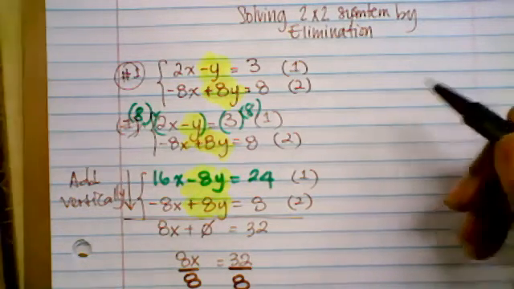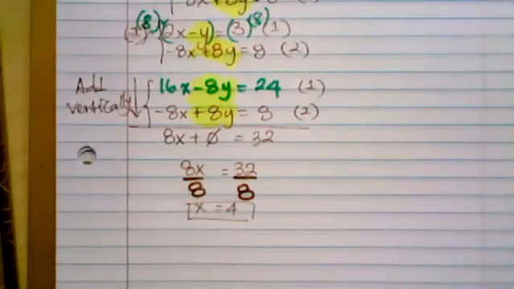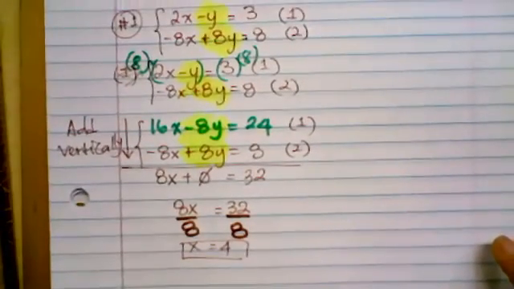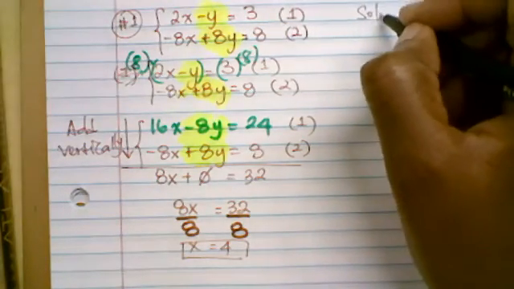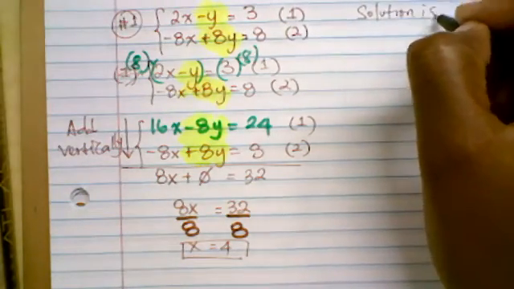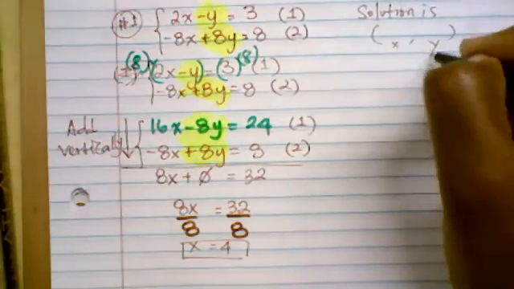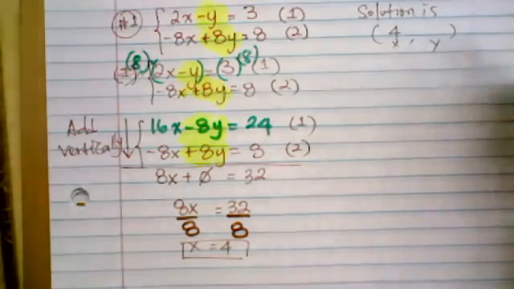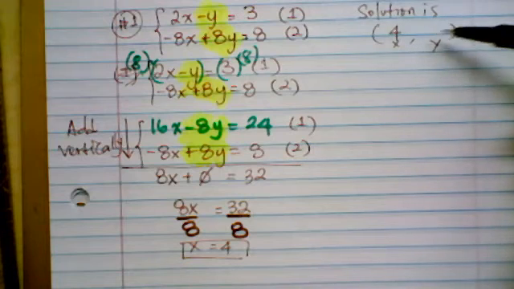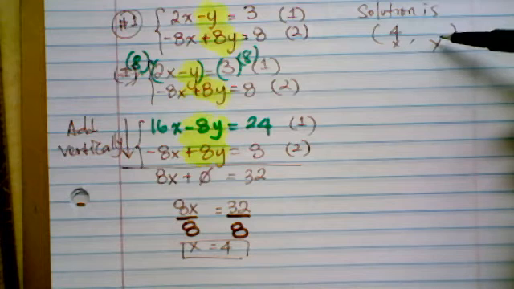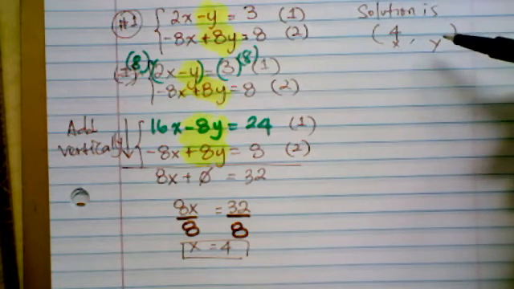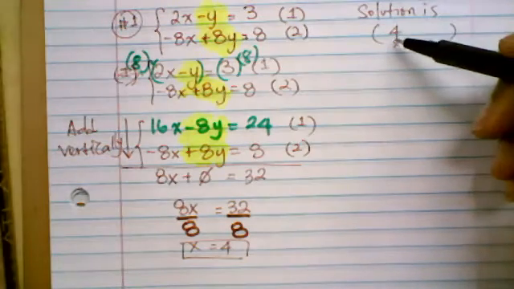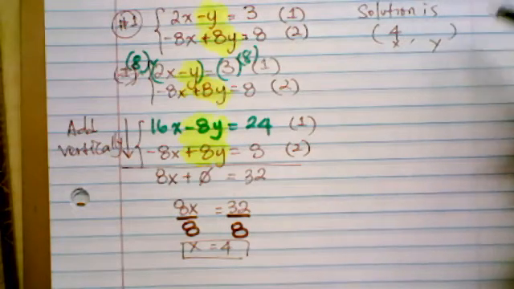So the solution must always be written in ordered pair. So I'm going to write here, the solution must always be written in ordered pair. So you put an x value first, which is 4, and then our next task is to identify the y value. What is the y value here? What can y be? When x is equal to 4, what is the corresponding y value?